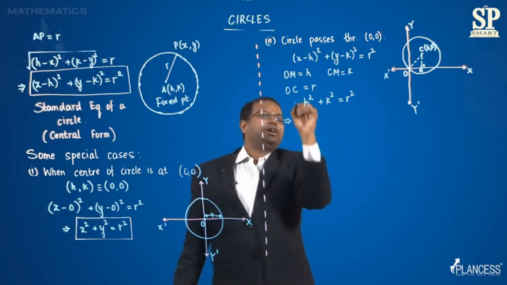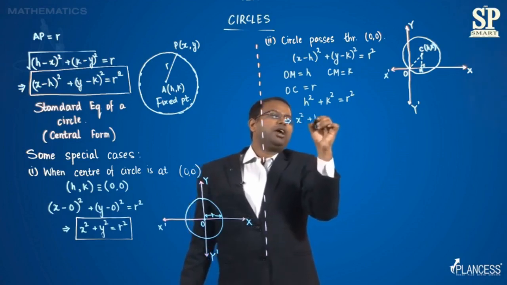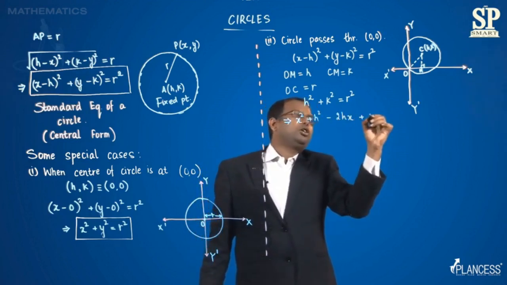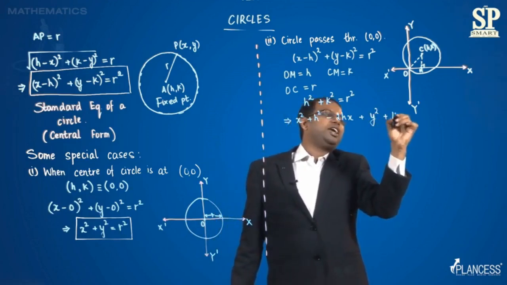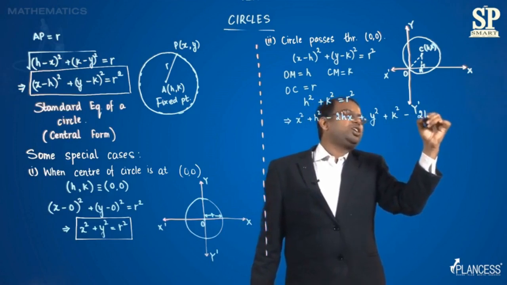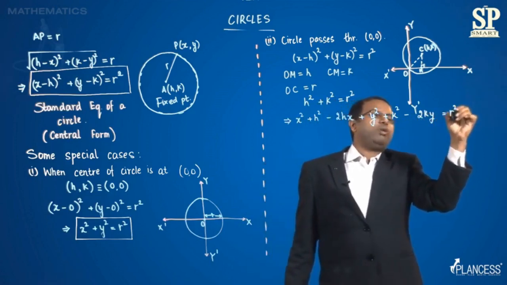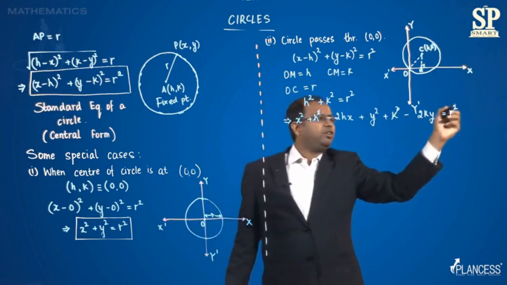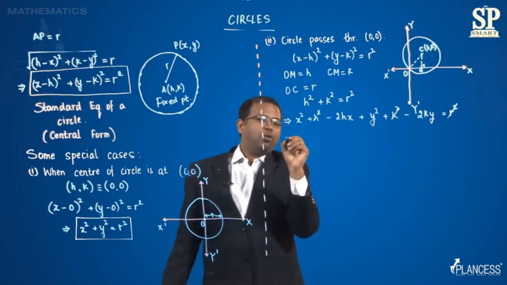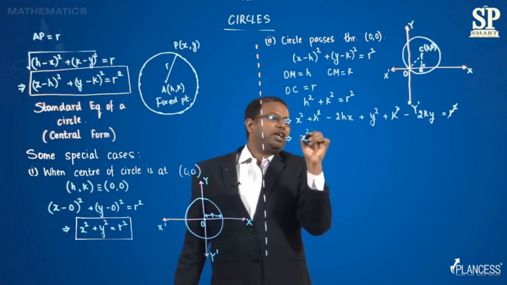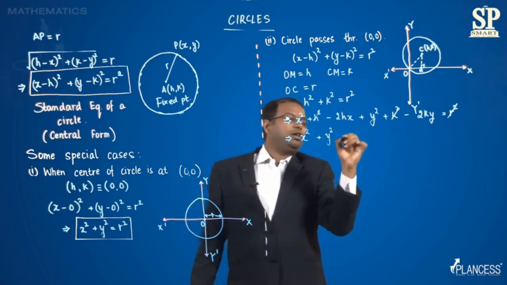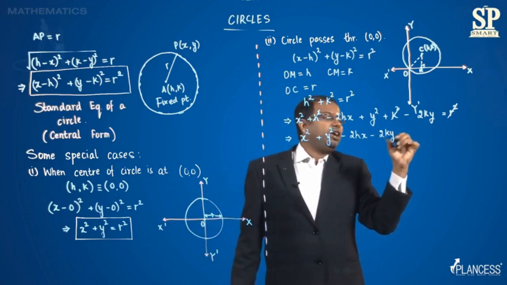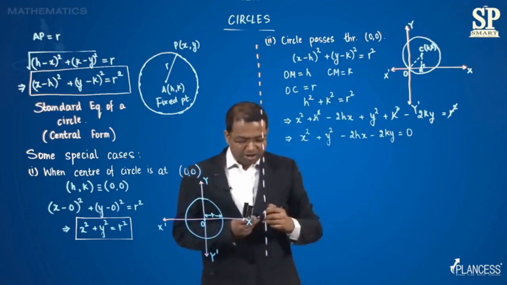So what we have is x square plus h square minus 2hx plus y square plus k square minus 2ky equal to r square. Now since h square plus k square is equal to r square, we can easily get rid of these three constant terms. And now what we are left with is nothing but x square plus y square minus 2hx minus 2ky, and on the right hand side we have nothing but a 0.